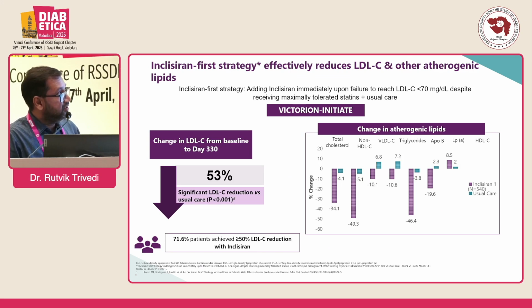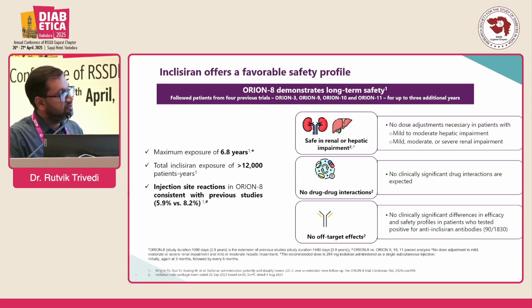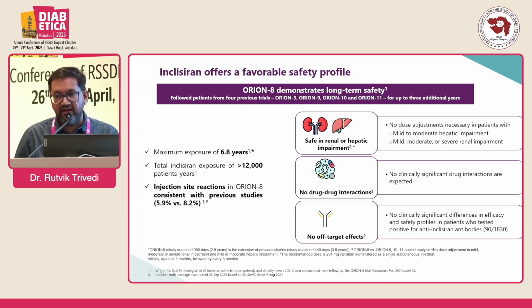This is again a third study, where patients who failed to achieve the LDL targets, with levels more than 70, had therapy initiated. Again, the same result: 70% of the patients achieved the goal, and almost 50 to 55% reduction from baseline LDL value was noted. So in short, inclisiran is very safe, very effective, with almost no dose adjustment required, especially in mild to moderate and severe renal dysfunction. In mild to moderate hepatic dysfunction, you are safe.